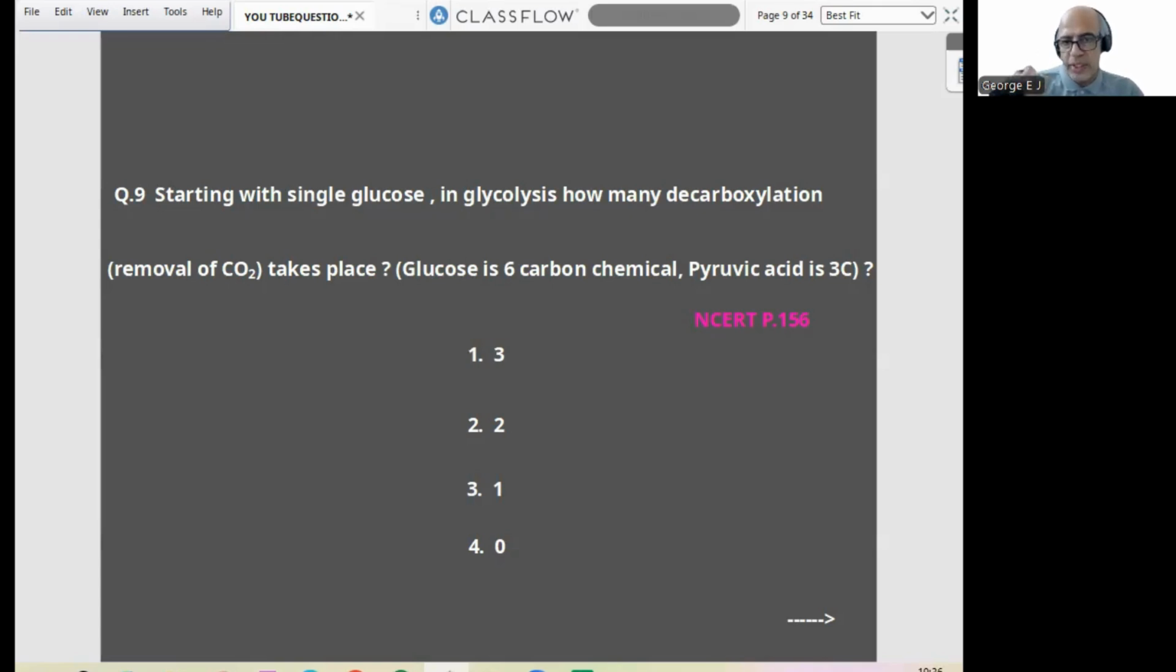Remember, glucose is 6 carbon, pyruvic acid is 3 carbon, CH3, CO, COOH. So 6 carbon to 3 carbon, automatically we may think 3 carbon dioxide will be removed because 3 carbon has to be removed. No. The number of decarboxylations in glycolysis is 0. No decarboxylation in glycolysis. So option is 4. All NCERT based question. The page number I have given there, so you can check.